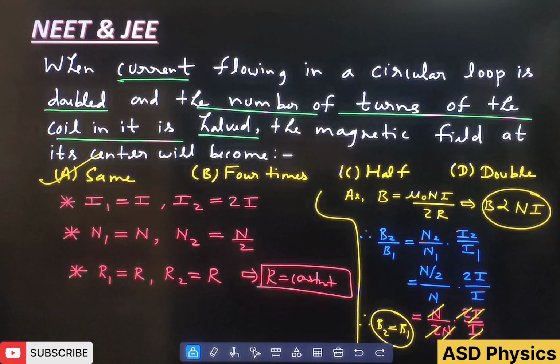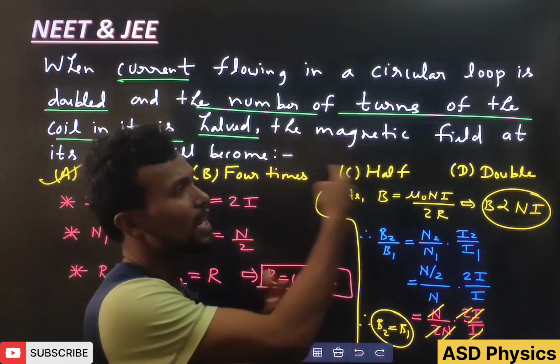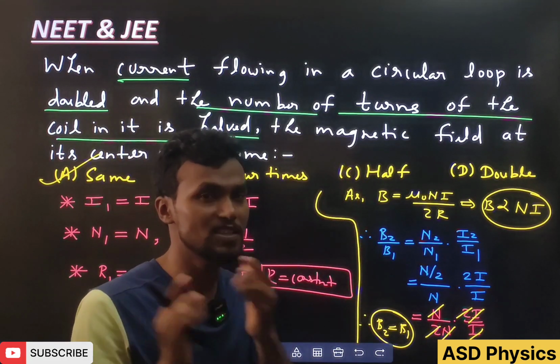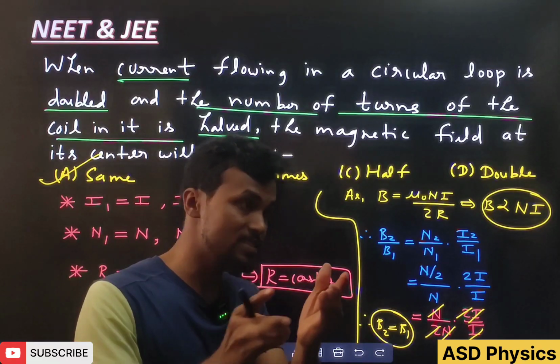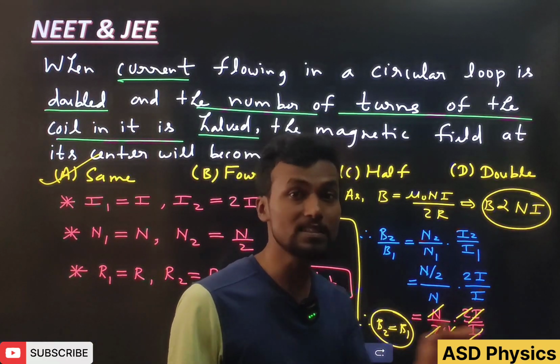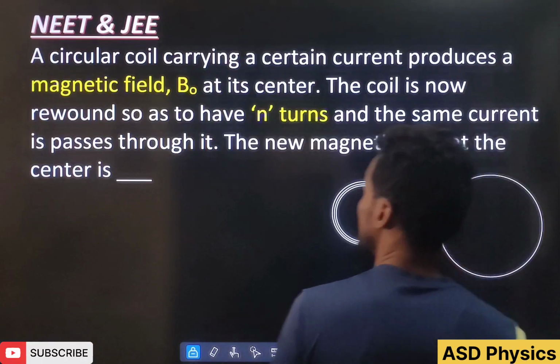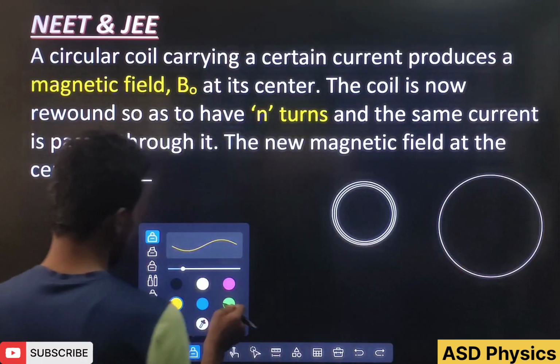So remember that in this situation we have just used the number of turns and current, how it is when doubled, halved, and how the magnetic field will change. Even if they are telling the radius also, there also you can write B directly proportional to Ni by R, and then you can use all these basics. Great. Now students, let's see here, very important.